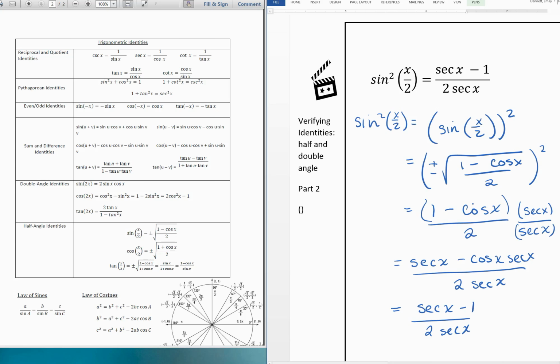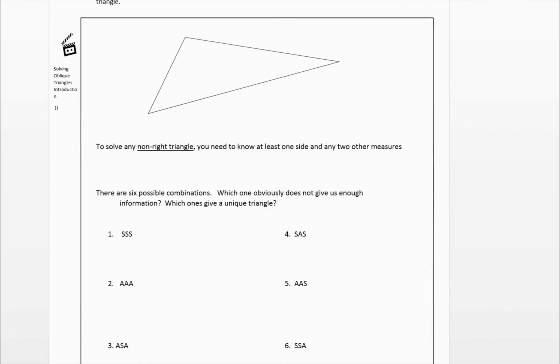Now we're going to start talking about how we can solve oblique triangles. So these are triangles that don't have a right angle. Now, to solve any non-right triangle, you need to know at least one side and any 2 other measures. So you could have 2 angles or 2 other sides or an angle and a side. Now, this gives us 6 possible combinations.